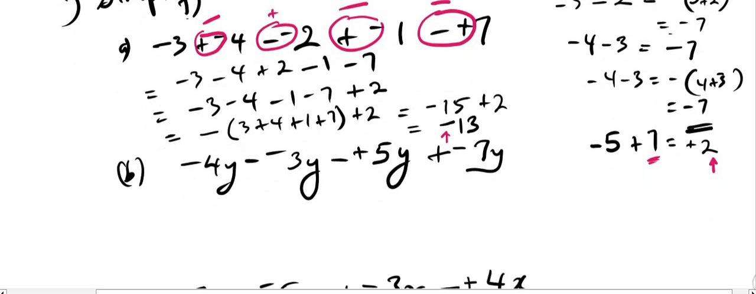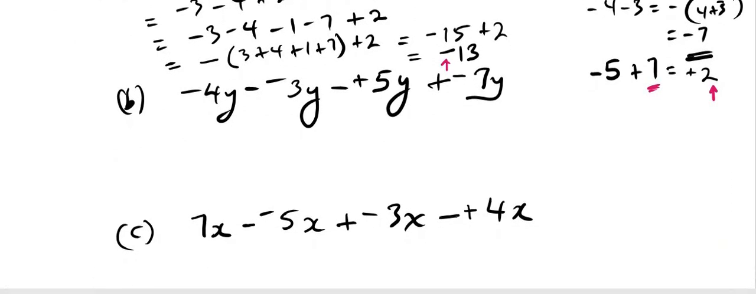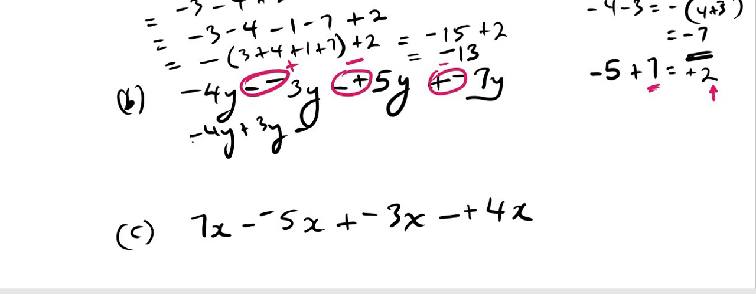Okay. So let's look at the others. But this time we're just going to use the rules, right? So let's look at this. What signs will those be? Negative. Positive. Subtracting negative will be positive. Subtracting positive will be negative. Adding negative will be negative. Okay, so you pretty much have this down pat. Alright, now let's go to the next step. So it's negative 4y plus 3y minus 5y minus 7y.